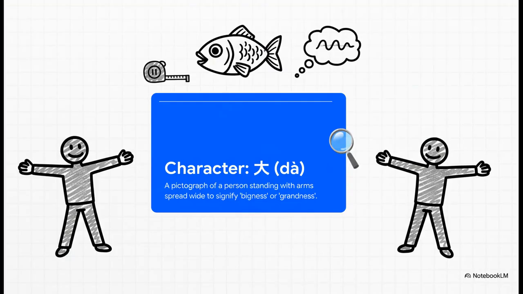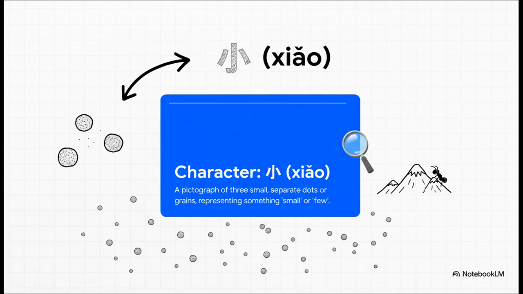So let's look at the story behind da. It's fascinating. I mean, look closely at the character. Can you almost see a little stick figure in there? You have the line for the body and two legs. And what's this person doing? They're stretching their arms out as wide as they can. You know, imagine someone telling a story about a fish they caught. They'd say, it was this big, and spread their arms out. That exact gesture, that feeling of bigness, is literally captured forever in this character. Da, big.